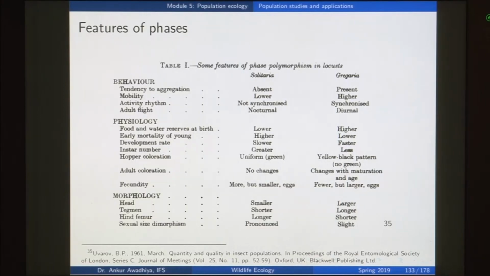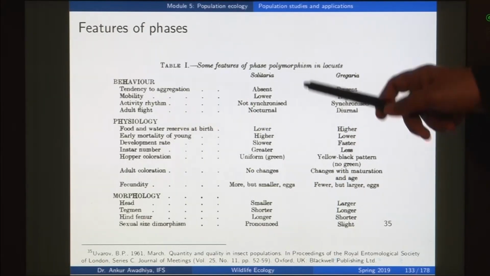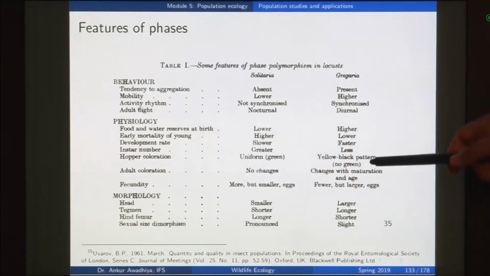Then the adult coloration does not show any changes in the solitary phase, whereas in the gregarious phase it changes with maturation and age. So, the solitary one will always look green. In the case of the gregarious phase, it will become darker with time.